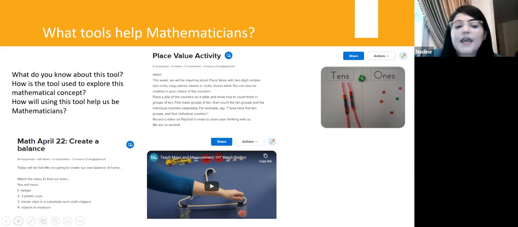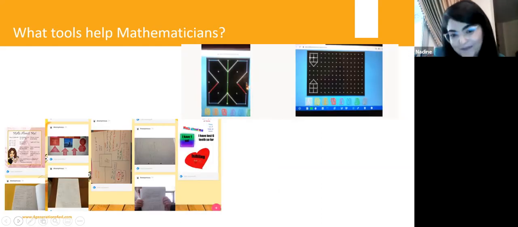Also, they demonstrated their understanding of the non-standard unit of measurement through videos, and they build on each other's ideas, giving feedback and acknowledging their work. Okay, now moving on into the digital tools.